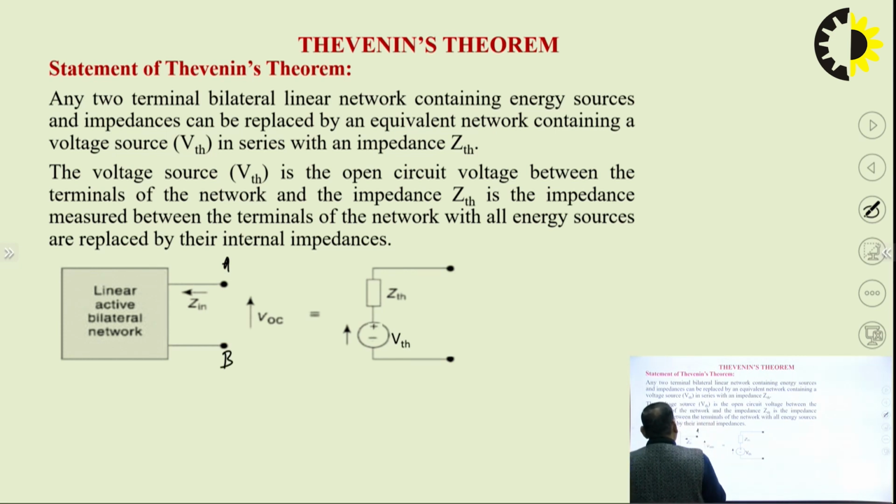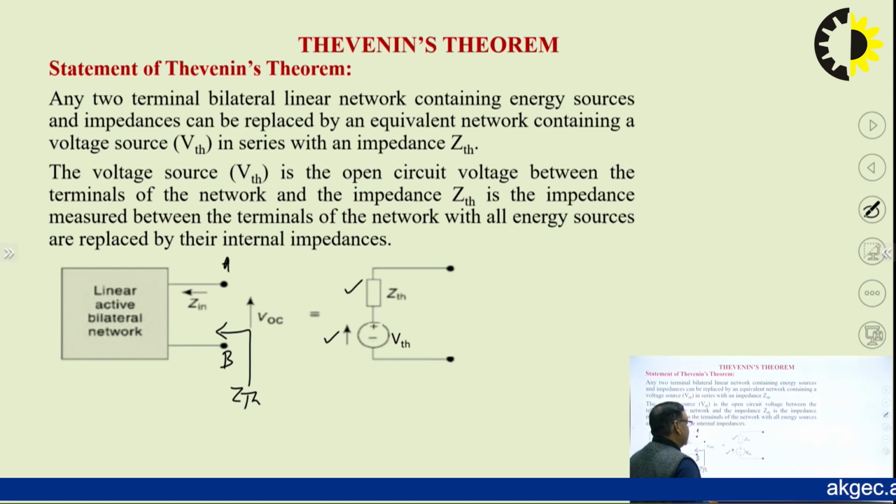So we can replace this circuit by this simple one, VTH in series with ZTH. VTH is the open circuit voltage across the terminals AB of the network, and ZTH is the equivalent impedance of the network as seen from the load terminal. If we have independent energy sources, we replace those energy sources by their internal impedances.